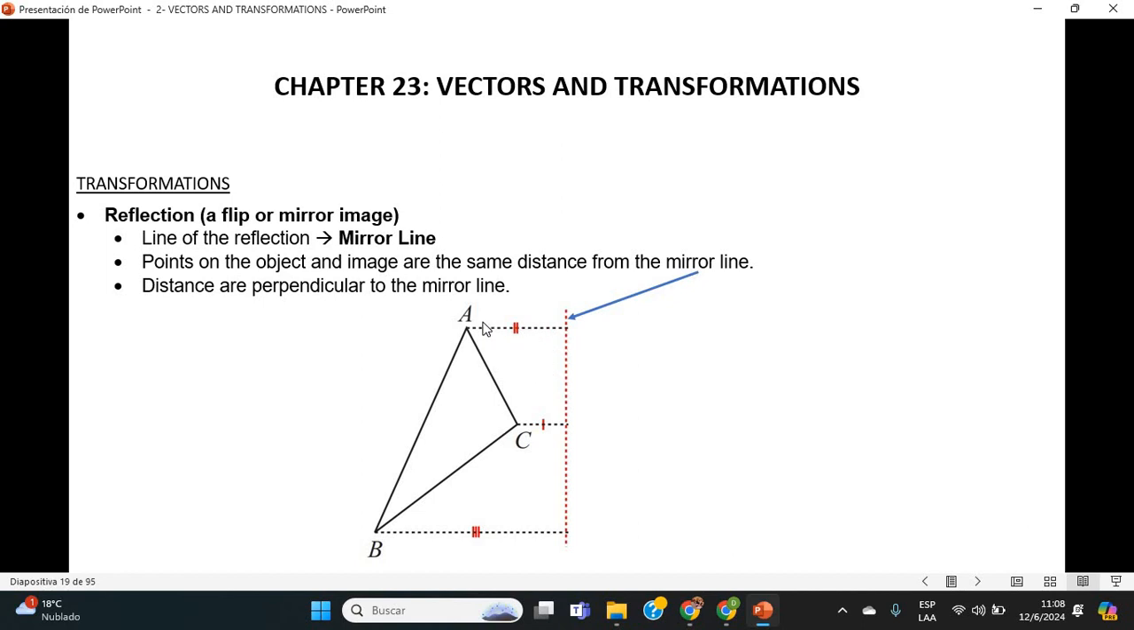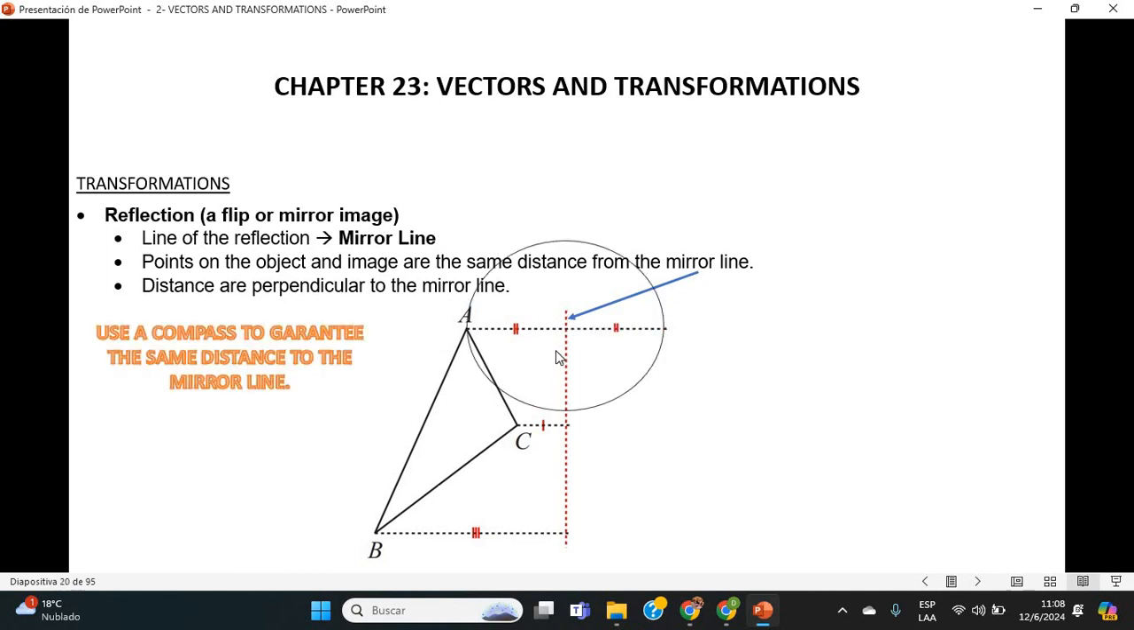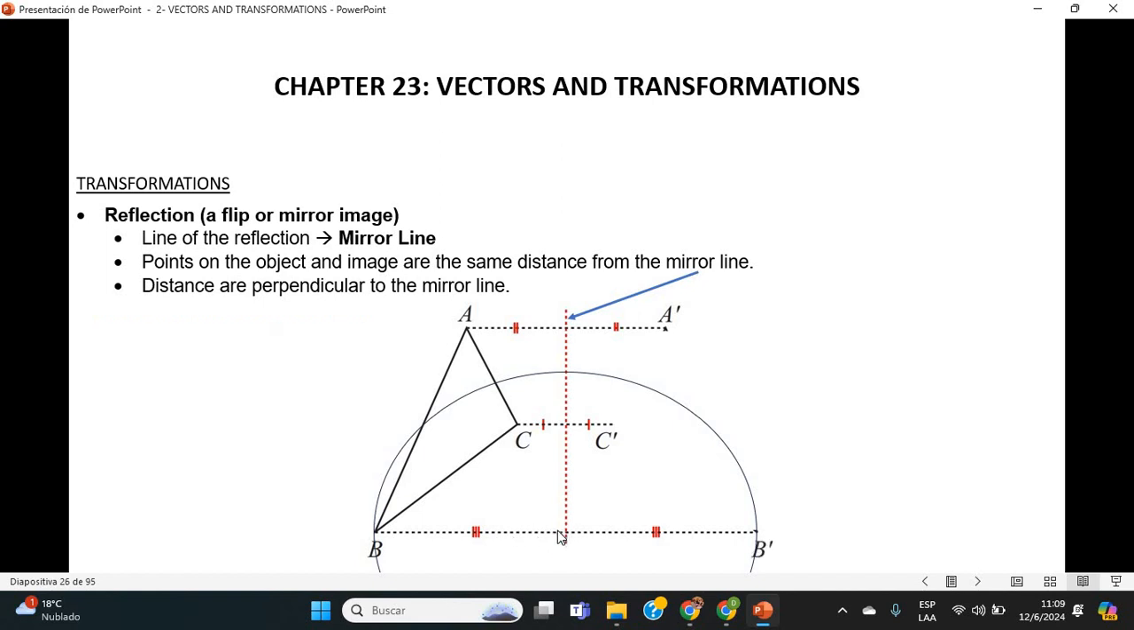So how to maintain the same distance of point A to the mirror line? Use a compass, okay. With a compass, you can guarantee the same distance to the mirror line, okay. You mark the sharp part of the compass here. You measure the distance, you do a circle, or just not a complete circle, and then you will guarantee that the distance from this point to the other side will be the same as this point to A, okay? Because these are the radius of a circumference, and the radius are always the same. So you mark A prime there. Also with C prime. With B, use a compass, perpendicular straight line, B prime.